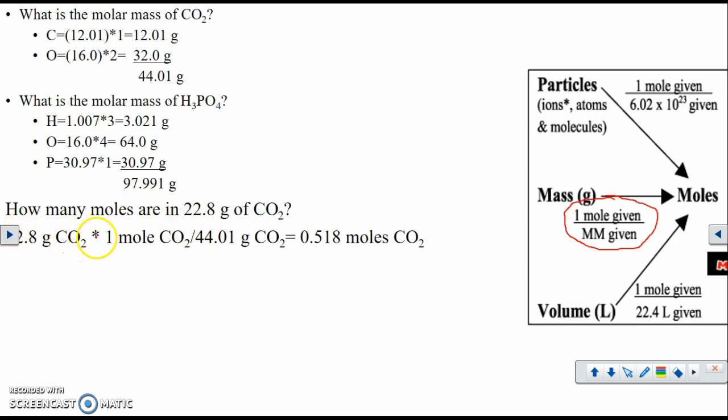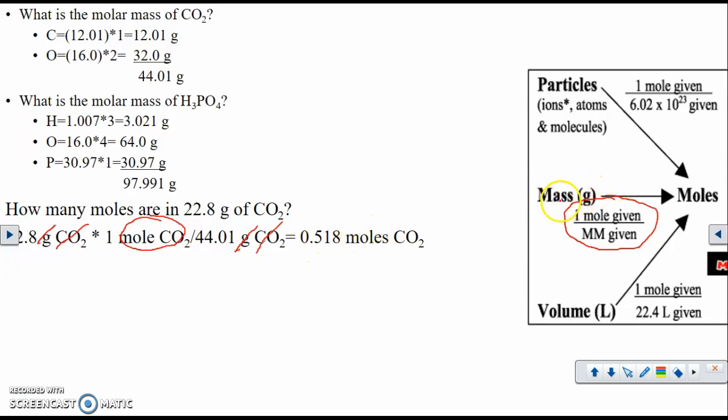22.8 grams of CO2 times 1 mole of carbon dioxide divided by the molar mass of carbon dioxide. What is that? That's 44.01 grams. And this is dimensional analysis all over again, right? Since the grams of CO2 is on top and this is in the denominator, it gets cancelled. What unit is left? Moles of carbon dioxide. And as you can see, we already rounded to the correct number of significant figures. 3 significant figures. The answer also has 3 significant figures. So the answer is 0.518 moles of carbon dioxide.